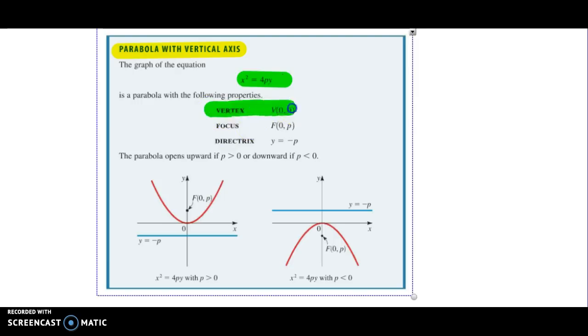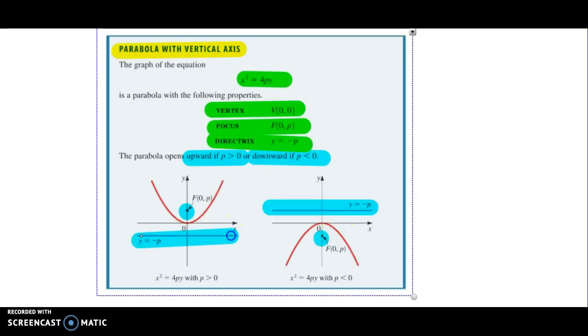The vertex is always going to be at (0, 0). The focus is always going to be at (0, p), so whatever p is going to become. And then the directrix is going to be y equals negative p. The parabola opens upward if p is greater than 0. It opens downward if p is less than 0. So just notice your graphs and what takes place here, whether they open up or down. Also notice exactly where your focus is and also where your directrix is.